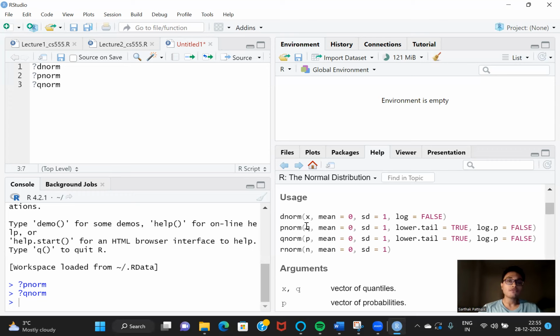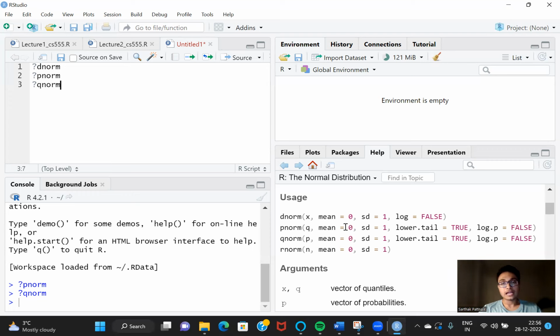So there are four fundamental commands that we need to know when we are trying to understand and evaluate a problem on normal distribution. The four commands are dnorm, pnorm, qnorm, and rnorm. Now I will go over the utility of each of these functions in a little more detail. So we'll first look at dnorm.